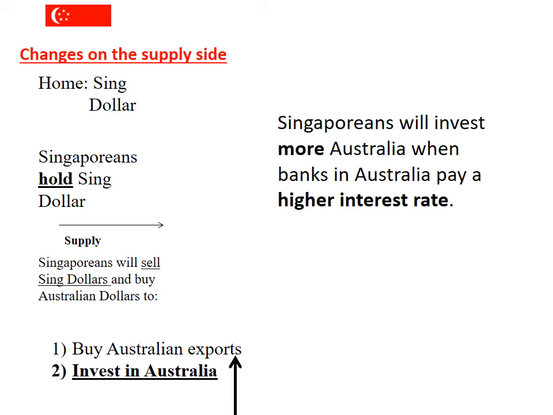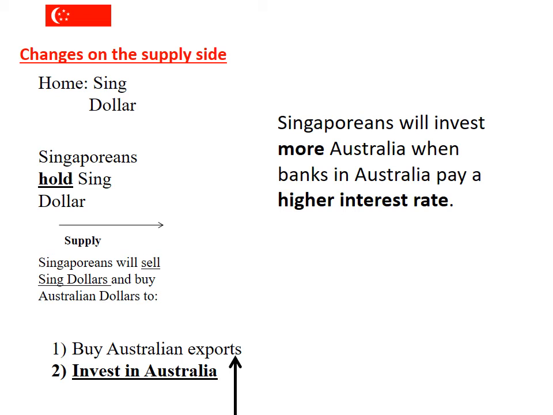Now, we may also want to invest more in Australia. Motivation number 2 is always controlled by interest rate. People will move their money to whichever side offers a higher interest rate. So if the Australian side has a higher interest rate, Singapore people will want to move their money to the Australian side. To do that, they have to sell away the Sing and get the Australian dollar.